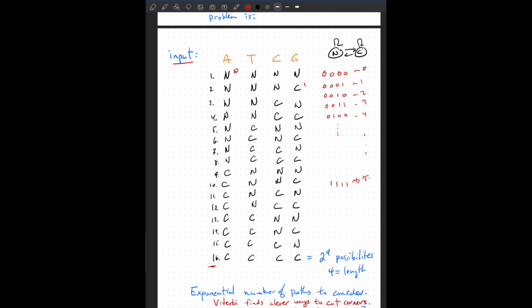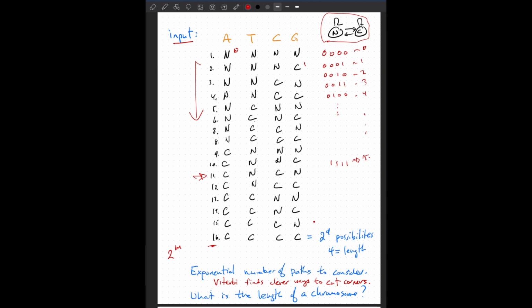Now, how long is a chromosome? It might be 1 million base pairs long. So 2 to the 1 million is an enormous number. It exceeds the number of molecules in the universe, which is estimated to be only around 10 to the 80th. So that's not something we can do. We just couldn't enumerate every possible transition through this system, calculate the probability of that, and then choose the one from this list of 16 that maximizes the probability.